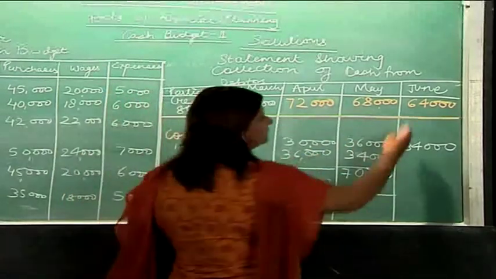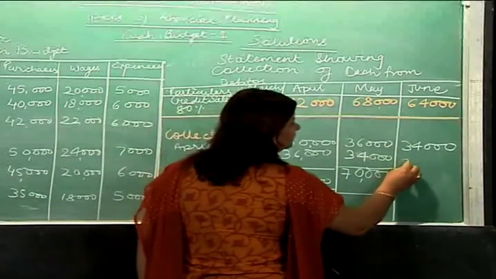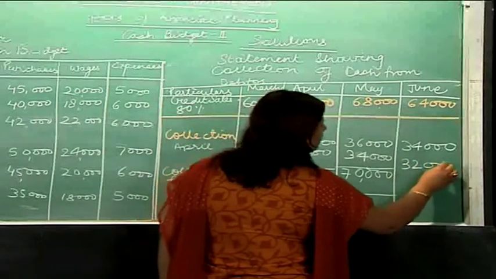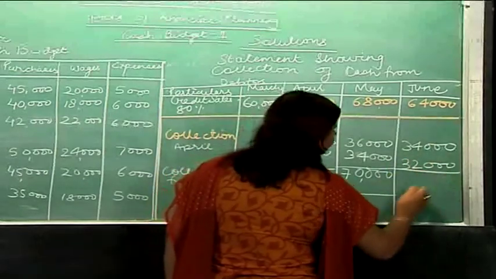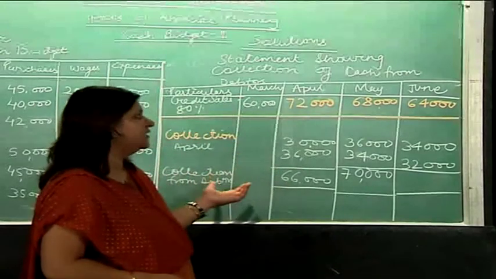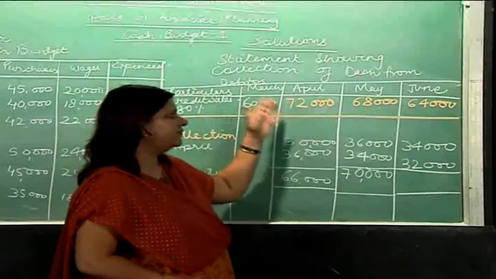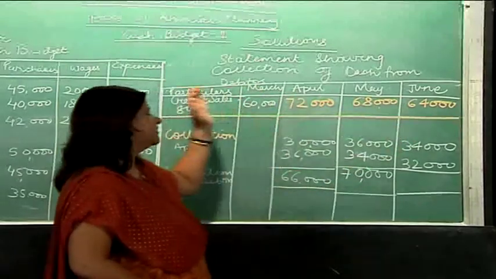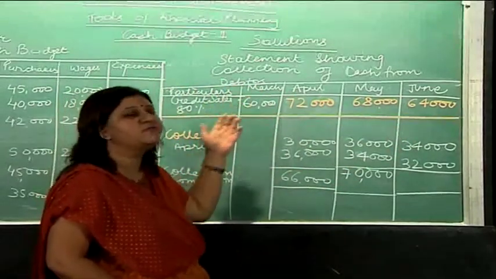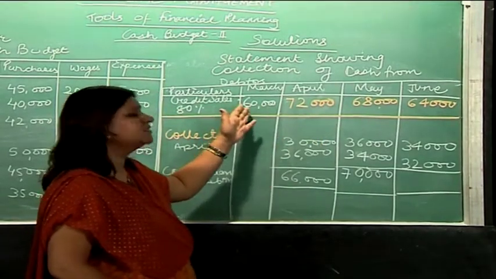Now the half of 64,000 will be received in the month of June and the half of the 64,000 will be collected in the month of July, which is not relevant for us because we are computing the budgeted period of 3 months. So the figures for April, May and June are relevant. We have taken March into consideration because half of the March amount is coming in the month of April. So we have used this figure.